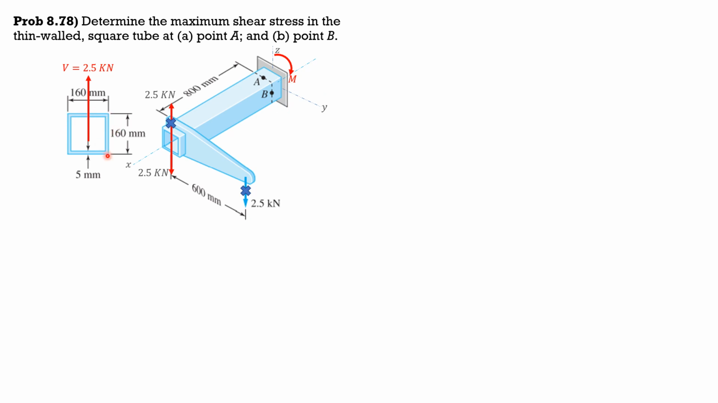Imagine that this section passes through A and B. So let's consider elements at A. Moment is 2.5 times 0.8 meter, so 2 kilonewton meter, while this torque is 2.5 times 0.6. This torque here, 2.5 times 0.6, is 1.5 kilonewton meter.